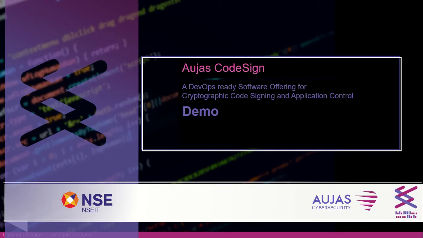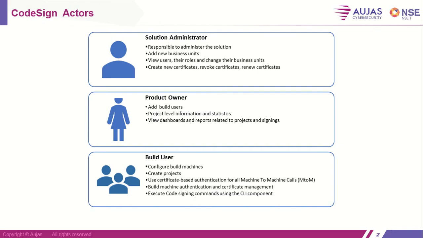In this demo, we are going to see the end-to-end code signing process using August code signing solution. To start with, we'll have a look at the various code signing user profiles. First one is solution admin, responsible for administration of the solution to add new business unit, view user, their role, change their business unit, create new certificate, revoke certificate, and renew certificates.